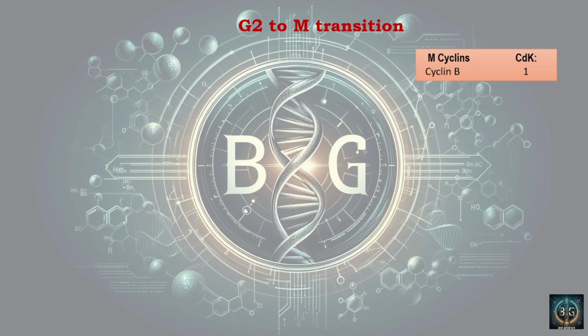When a cell completes DNA replication and enters G2, from G2 phase the cell enters M phase by an interesting control mechanism. In M phase, cyclin B is working and it binds to its respective CDK1 and forms a complex. So, cyclin B binds with CDK1 at the end of G2 phase and forms MPF, that is mitosis promoting factor.